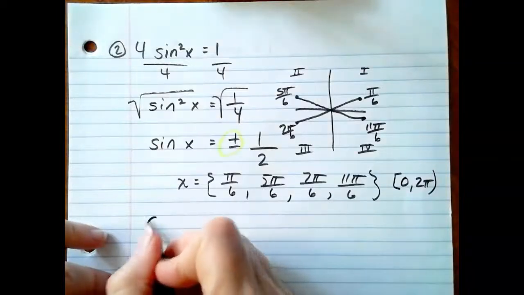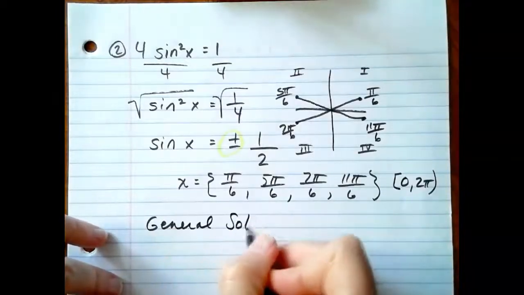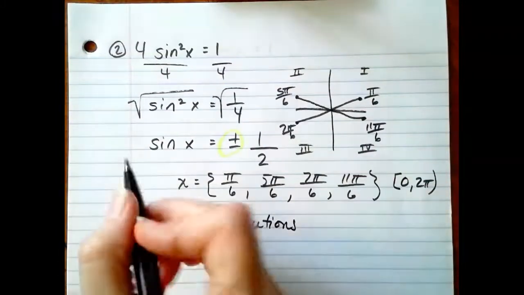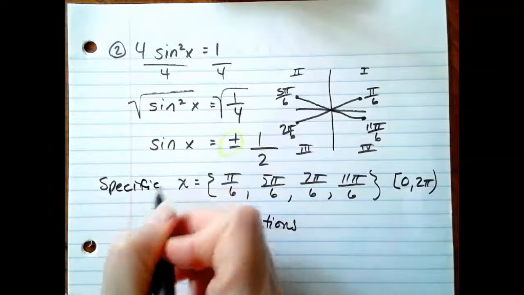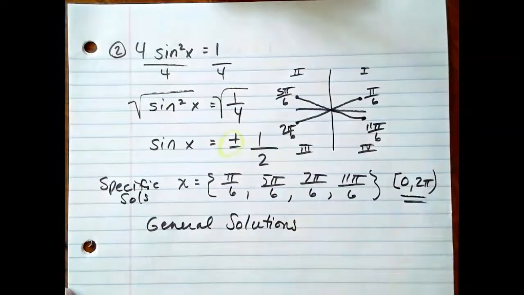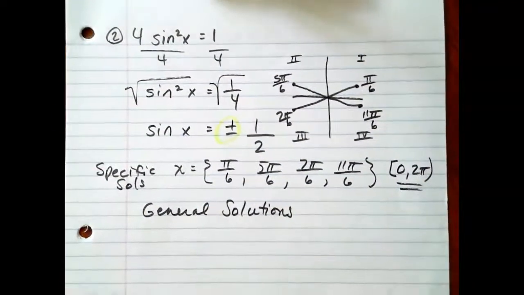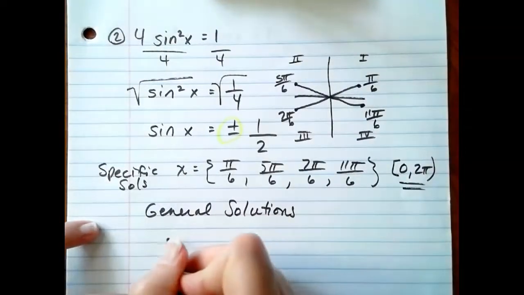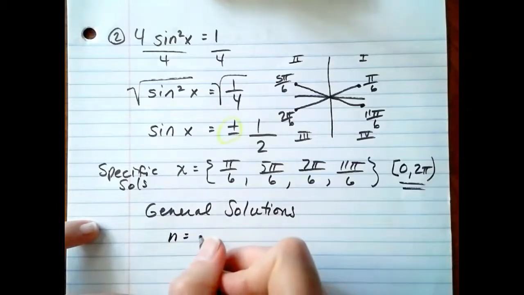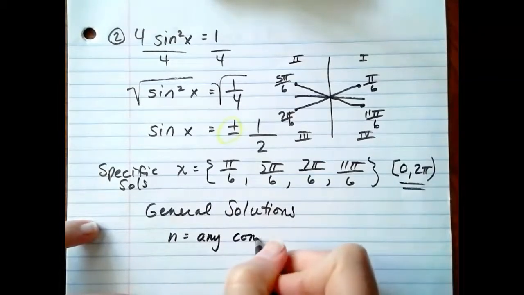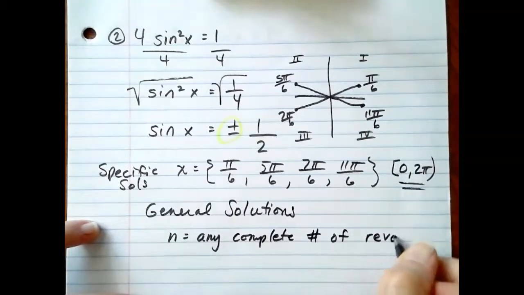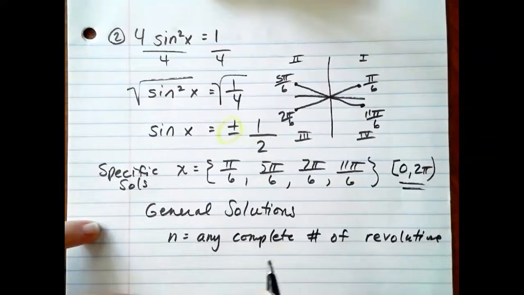If we wanted to give the general solutions, of course, represent every possible solution. So let me label it. These are the specific solutions within a given domain, 0 to 2 pi. Or we can also give the general solutions, which are going to be in terms of a variable. So we'll say that variable is n, and n represents any complete number of revolutions. There we go. So when I say a revolution, I mean 360 degrees or 2 pi radians.